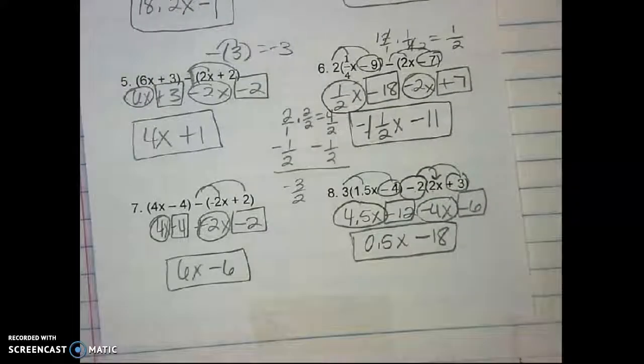My answer is 5/10 x minus 18. I cannot combine those. Those are not like terms. That's as simplified as I can make it. If I only have one x term and one constant, then I'm done. I cannot do anything else with it.